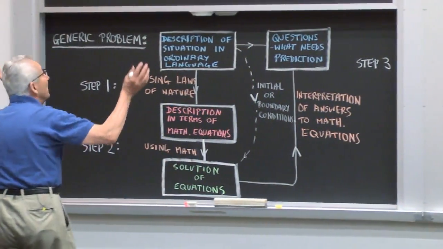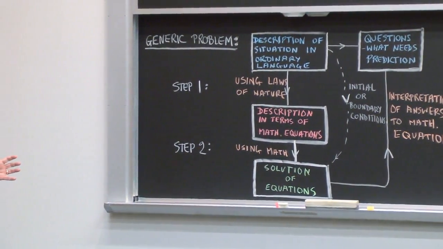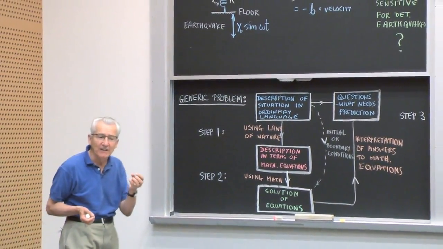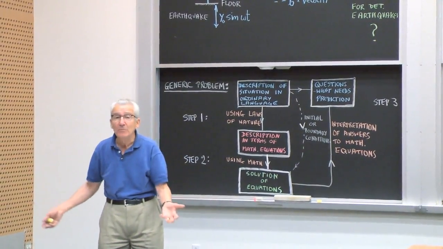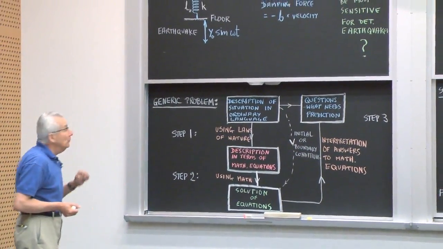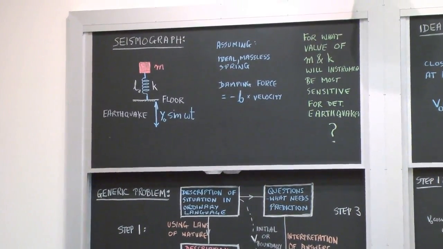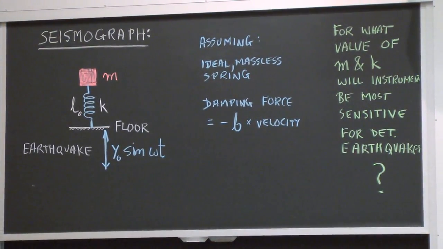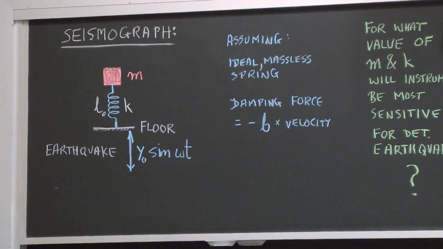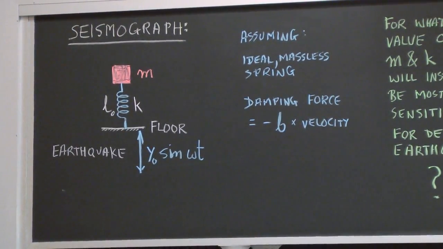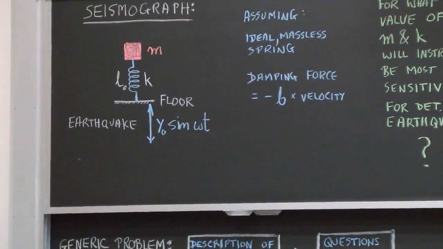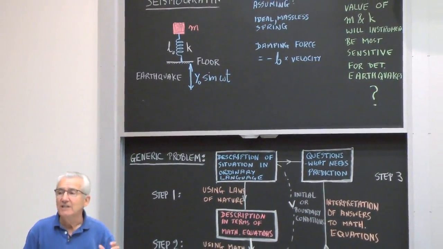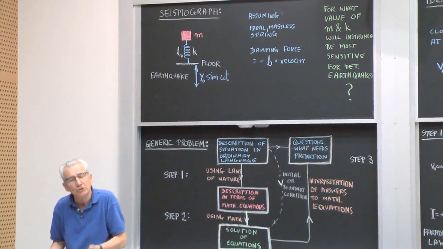So let's take another problem, which again seems completely different. All right? Here is a seismograph. In other words, a device for detecting tremors of the earth. And the following would work. Attach to the floor a spring, put a mass m on it, okay, and just look at how the mass is behaving. If the earth starts oscillating in an earthquake, the mass will oscillate. How much it oscillates will give you a measure of how badly the earth is oscillating.